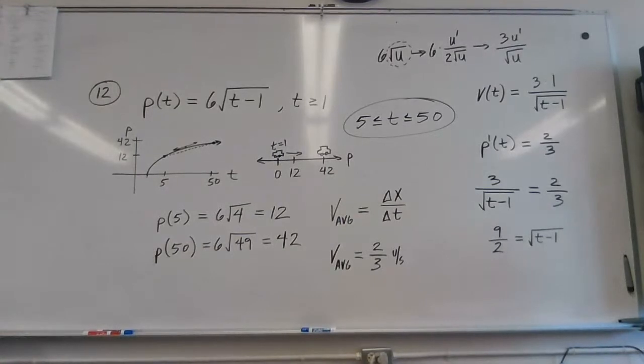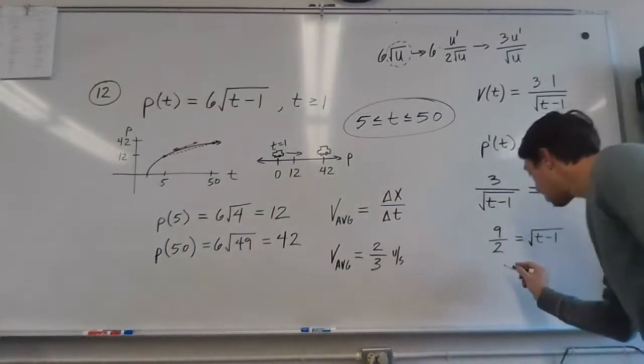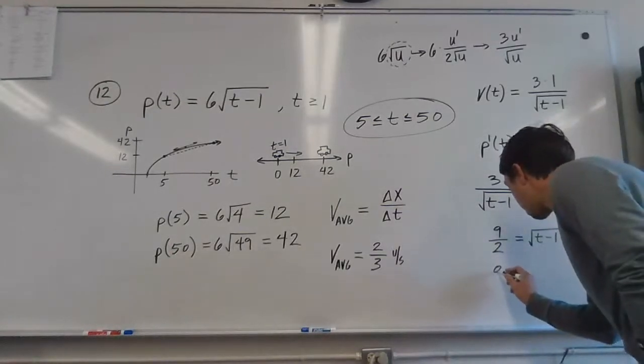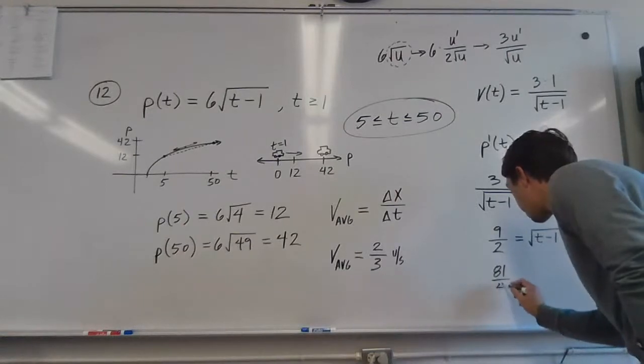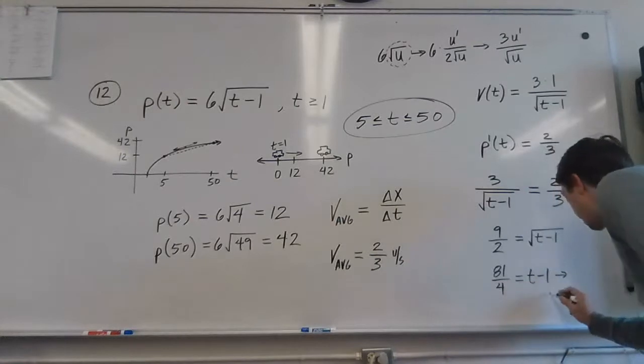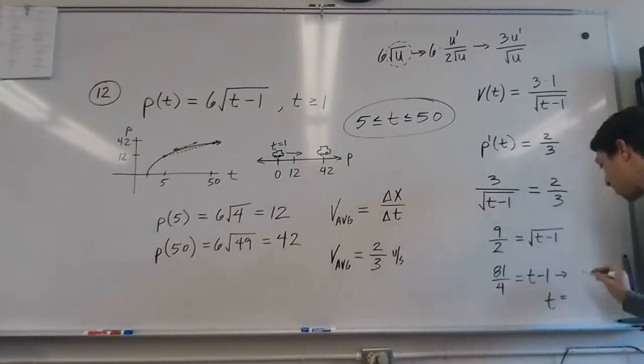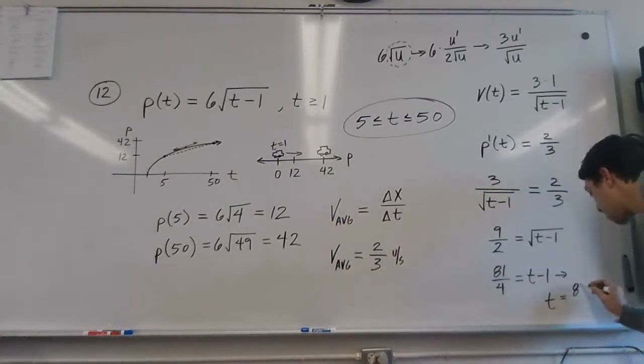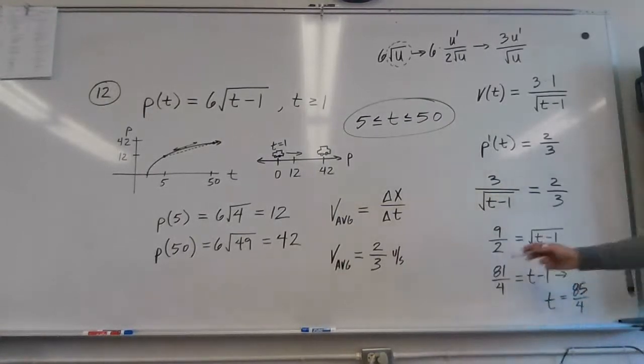Square. We're going to square both sides, because I don't want that radical to be there anymore. So I'm going to square both sides. We get 81 fourths equals t minus 1. And so the time that I'm looking for would be 85 fourths, if I just add the 1 over. 1 is 4 fourths. So add 4 fourths to the 81 fourths, we get 85 fourths.